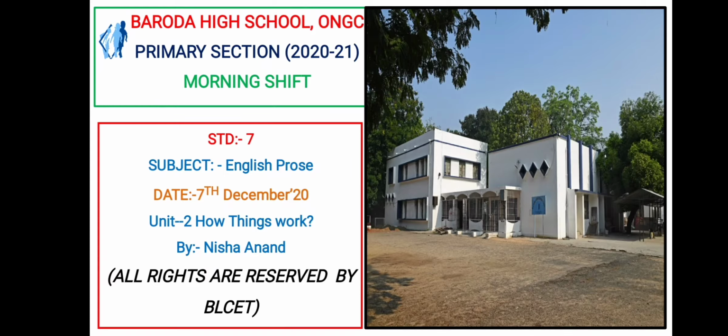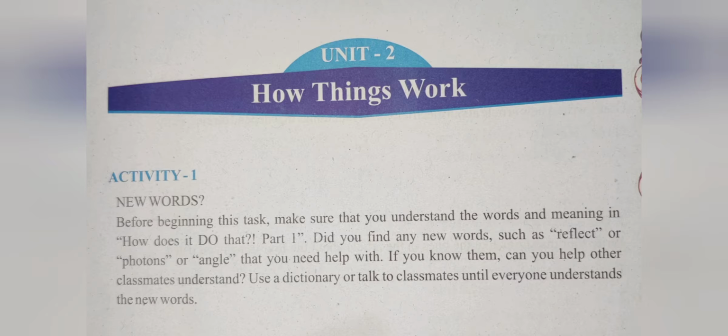Today we are going to start Unit 2, How Things Work. Activity 1, New Words. Before beginning this task, make sure that you understand the words and the meaning in "How does it do that?" Part 1: did you find any new words such as reflect, photons, or angles that you need help with? If you know them, can you help other classmates to understand? Use a dictionary or talk to classmates until everyone understands the new word.